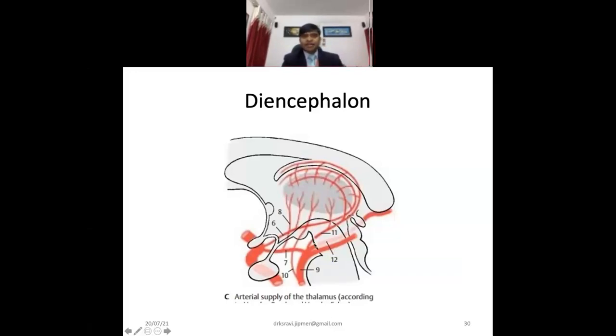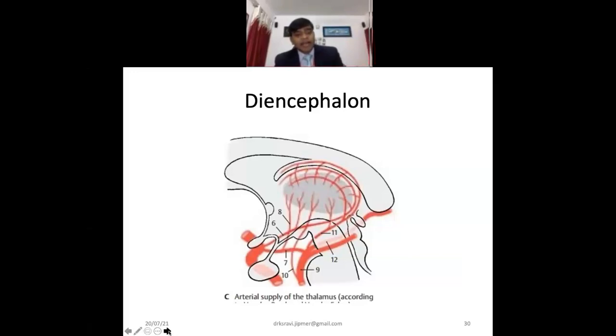Now, you can appreciate there are small central branches from the circle of Willis, and those will be supplying the hypothalamus. Similarly, there is a hypophyseal artery, which is a branch from the internal carotid artery. I said the different parts of the internal carotid artery are there: we have the cervical part, the petrous part, the cavernous part, and the cerebral part. So what I wanted to say is that the hypothalamus will be receiving the central branches from the circle of Willis, and the pituitary gland will be receiving branches from the hypophyseal artery, and this hypophyseal artery is a branch from the internal carotid artery.